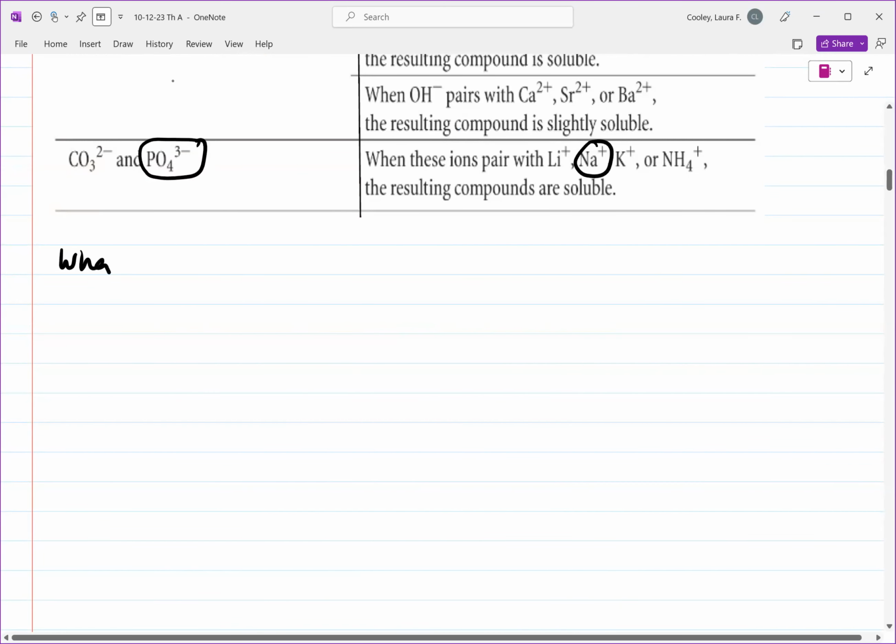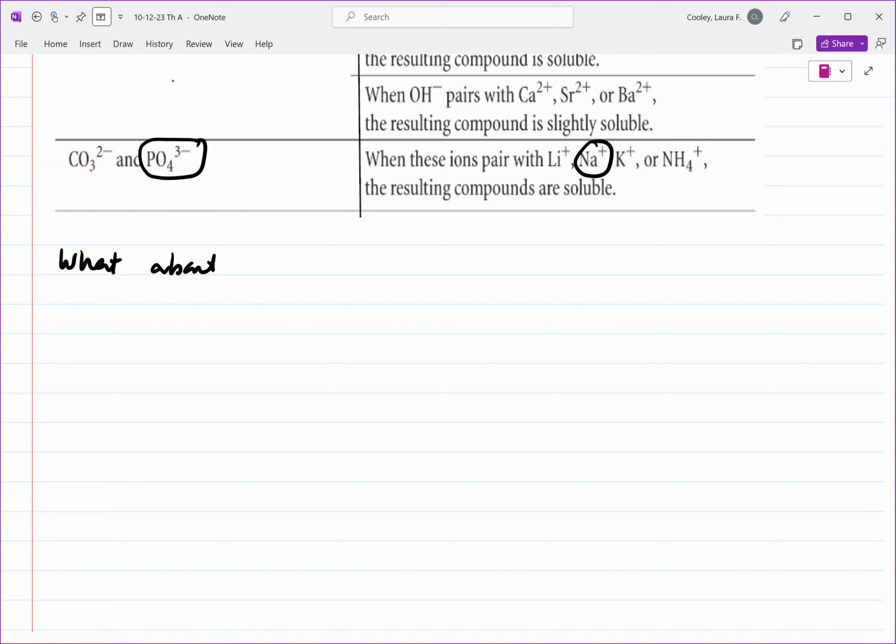So what about molecular compounds? Okay. At this stage of the game, you have to be told if a molecular compound is soluble, because you really don't have the chemistry knowledge to figure that out. That's a giant topic. Well, it's a unit anyway in Chem 104. Okay, so right now you need to be told.